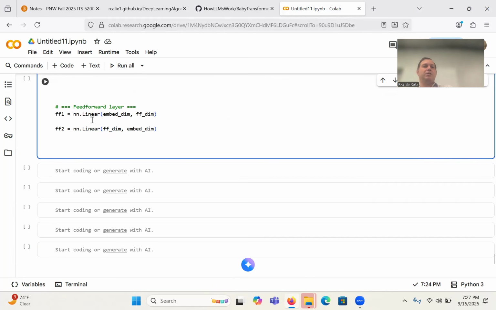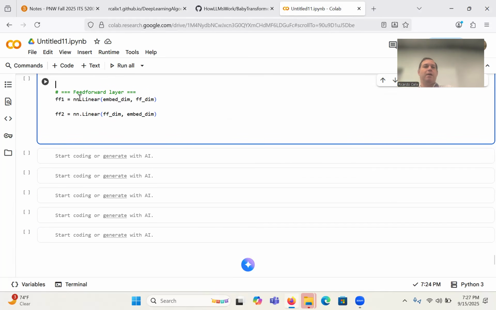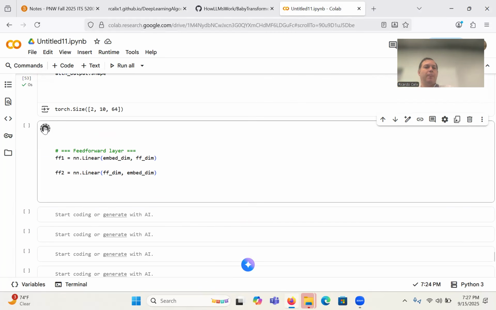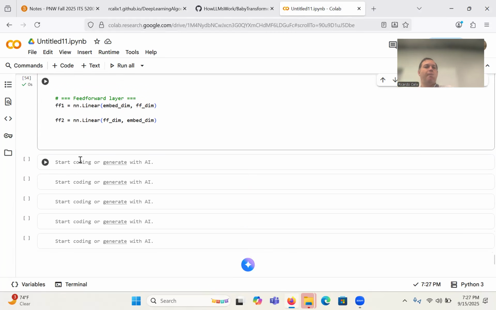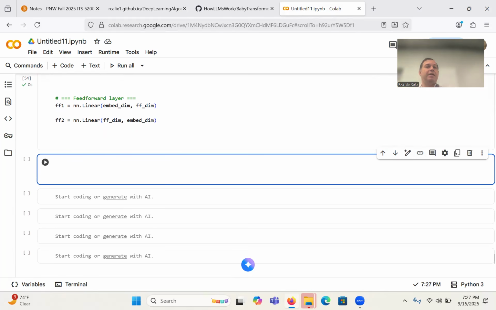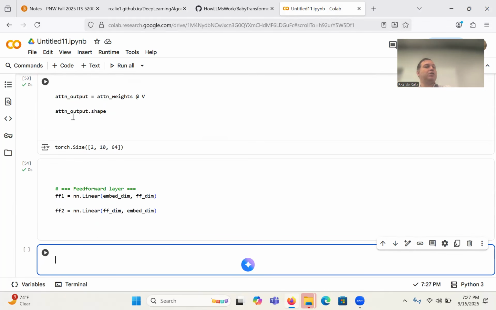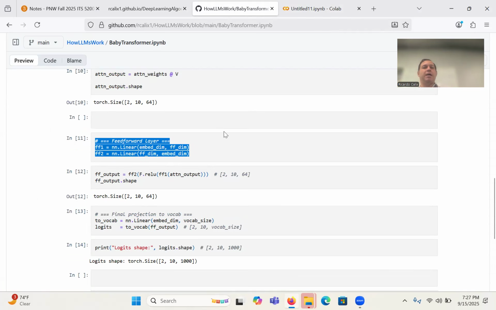Okay, so let's go ahead and instantiate these FF1 and FF2. We haven't yet run our attention output, right? We know it's 2 by 10 by 64. That's our tensor that's flowing through the neural network, but we haven't yet run it through these layers. So that's what we want to do now.